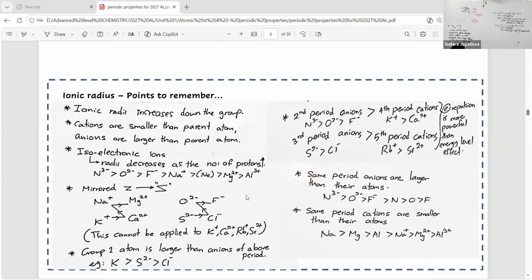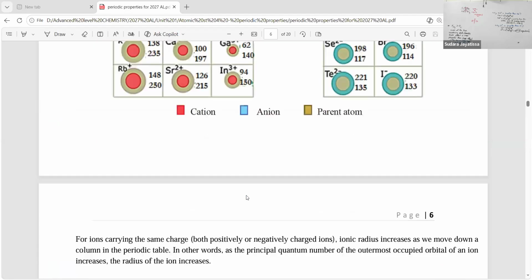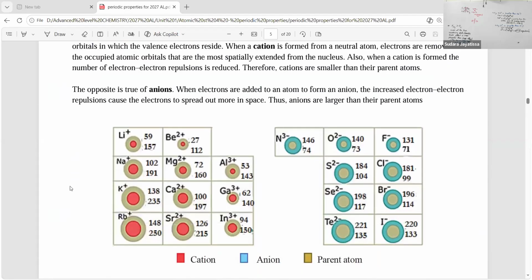You want a reason, you can say energy level effect is more powerful. Sodium and potassium, sodium are having additional energy levels. That's all. And second period anions are larger than fourth period cations. And third period anions are larger than fifth period cations. So that is telling something else.